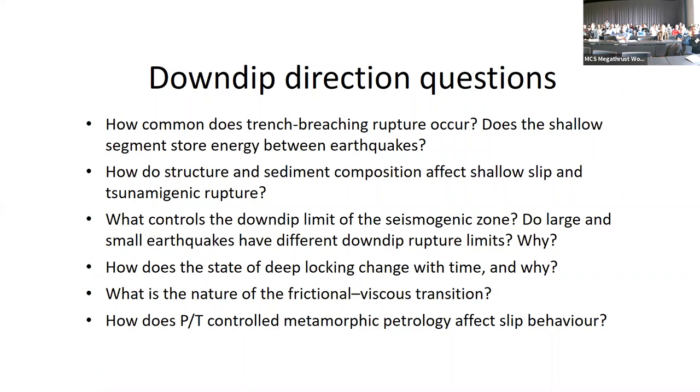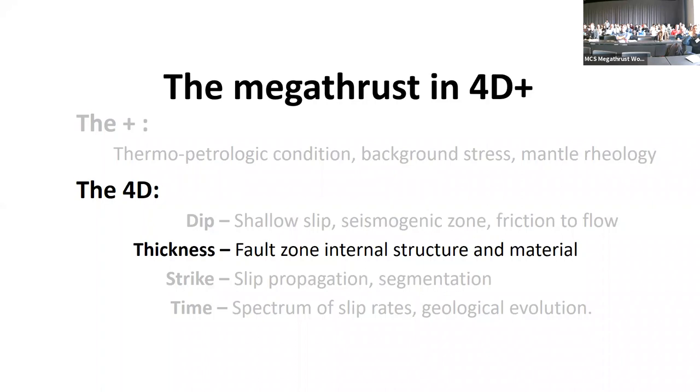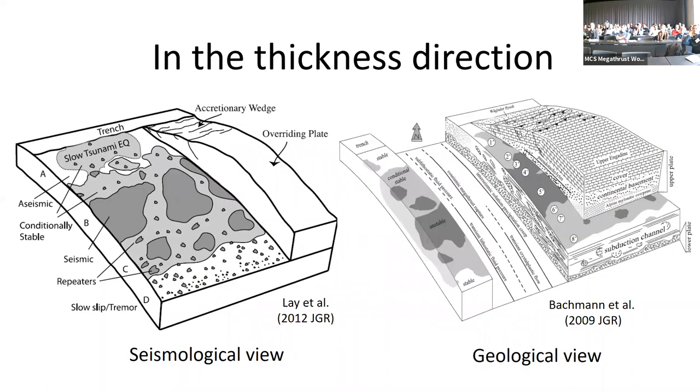The next dimension, I think it's probably something we've missed a lot, is the thickness dimension: fault zone structure and material. In seismology, we have a view of a fault, right, with patches of different frictional behavior. But geologists view it differently. To them, the fault is 3D. It has internal structure. So that's something we need to appreciate.